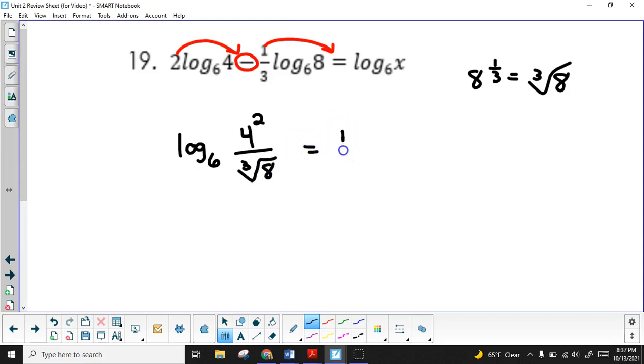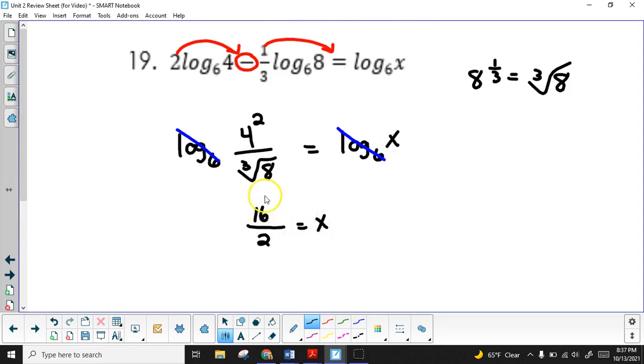That's our simplified left side, and our right side is log base 6 of x. So now we have log base 6 of this amount on the left equals log base 6 of this amount on the right, so we can cancel our log base 6's, and now we just simplify what we have left. 4 squared is 16. The cube root of 8 is 2, and on the right-hand side we just have x.